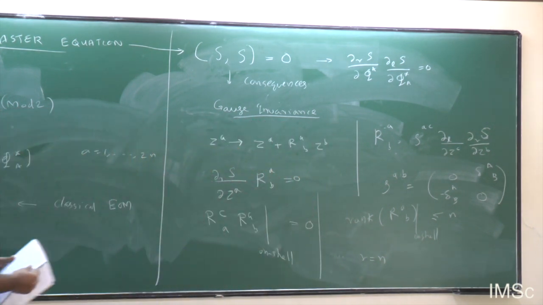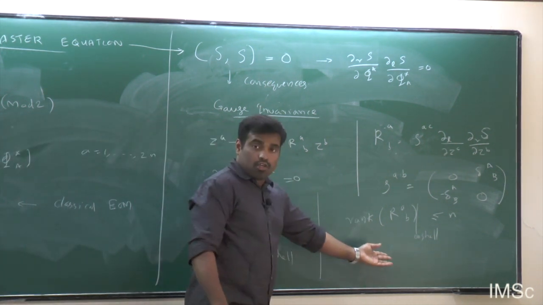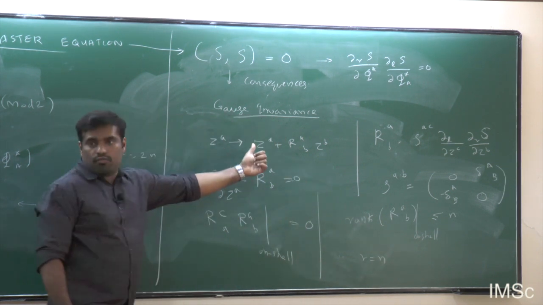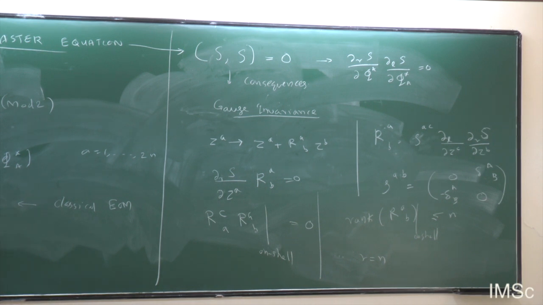Why is that interesting? That is interesting because if the rank of this matrix is equal to n, that means you have n independent gauge transformations. You can use those n independent gauge transformations to throw away all the anti-fields. And that's what you expect, right? You don't want your anti-fields in the final computations. So if you want to compute S-matrix elements, you don't want to see them in the final answer.